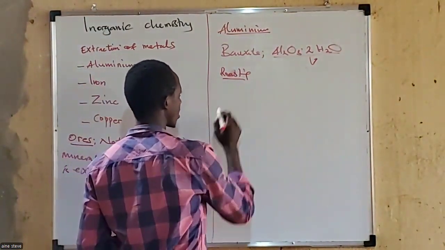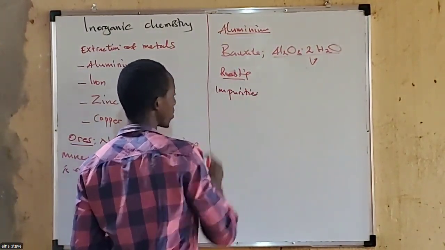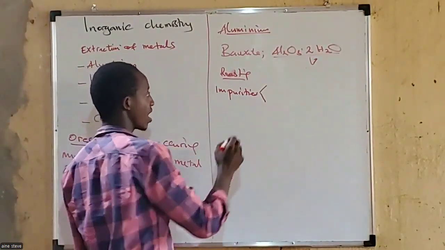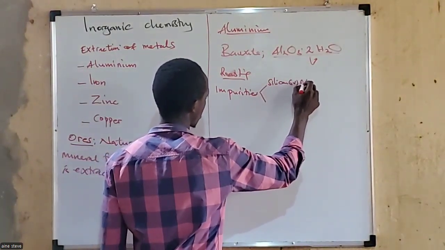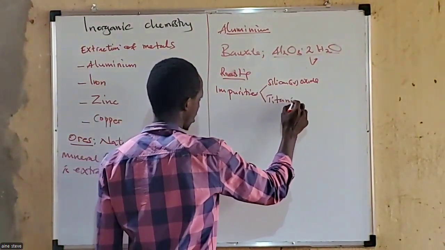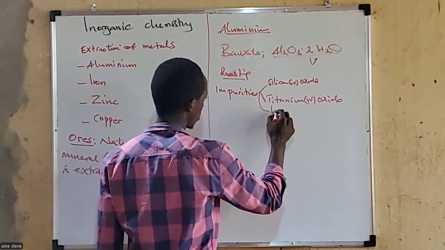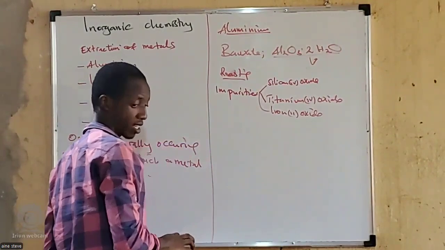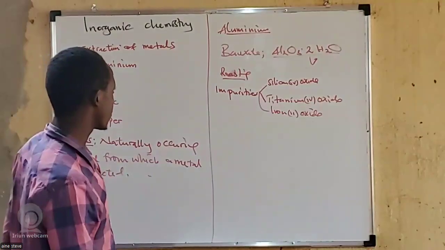But besides that, there are also impurities in the ore. The impurities in the ore of aluminium are silicon 4 oxide, titanium 4 oxide, and iron 2 oxide. These are basically the impurities that are present in the ore. So how do we get rid of them? We shall look at that later on.